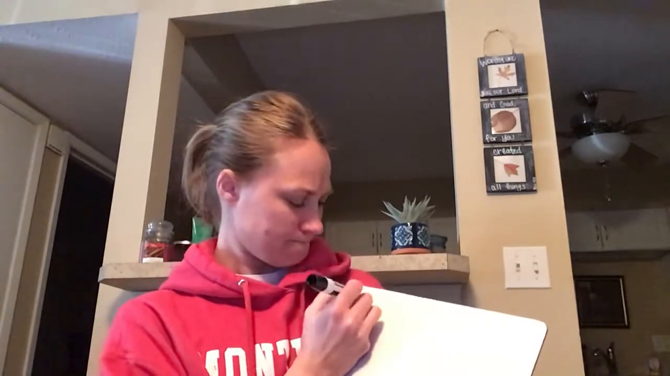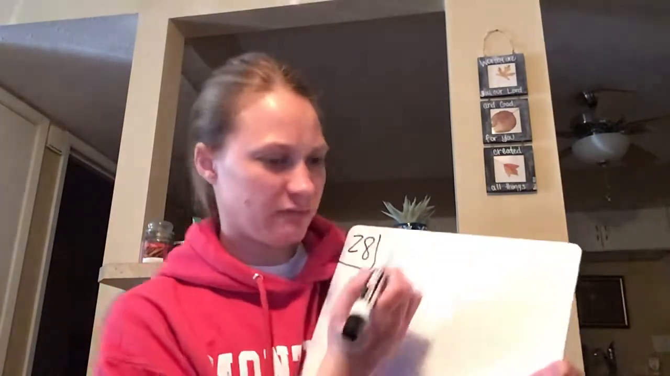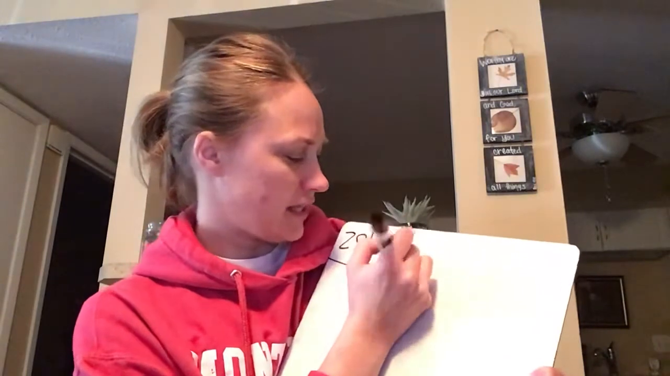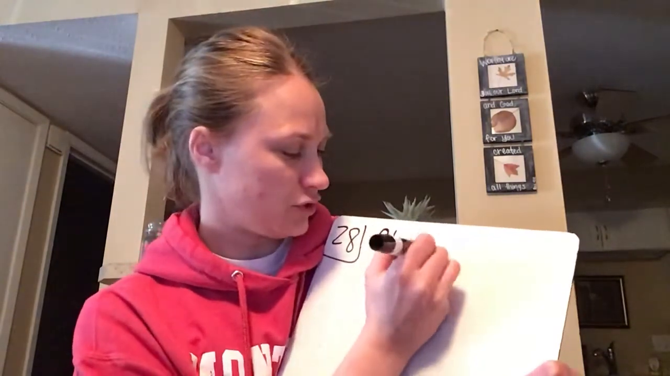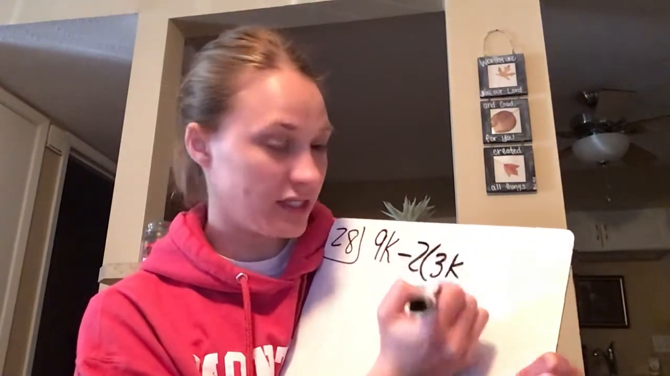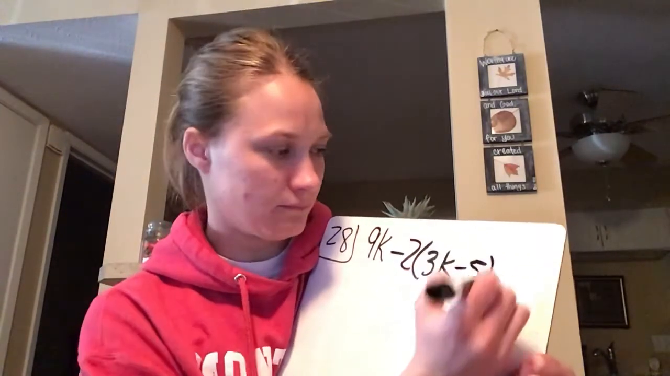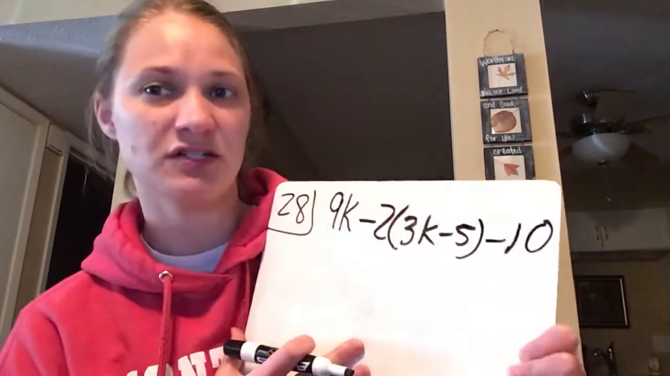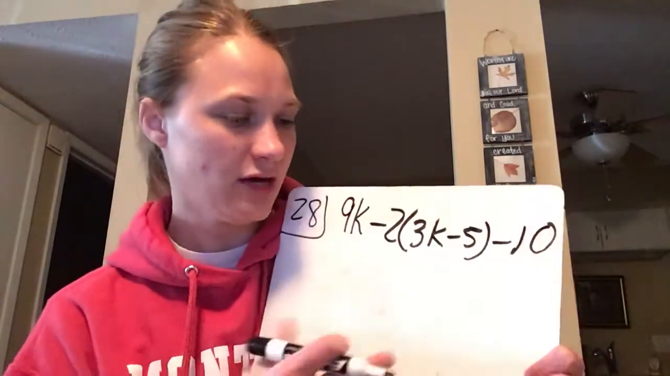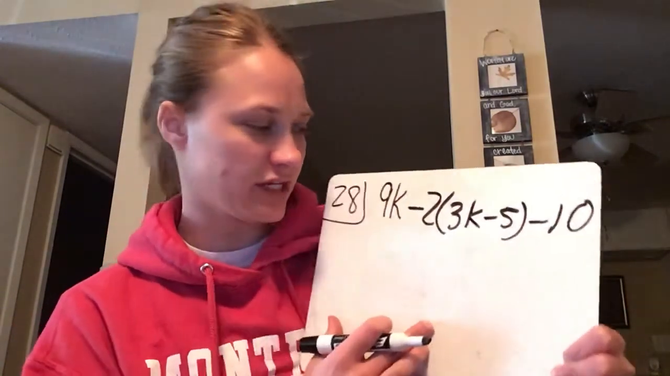Number 28 is more challenging. It's longer. I'm actually going to flip this sideways for number 28. Wish I had a bigger board, but whatever. 9k minus 2 times parentheses 3k minus 5 minus 10. Okay, so that's kind of long. I'm going to distribute this in here. Make sure I get everything done correctly.